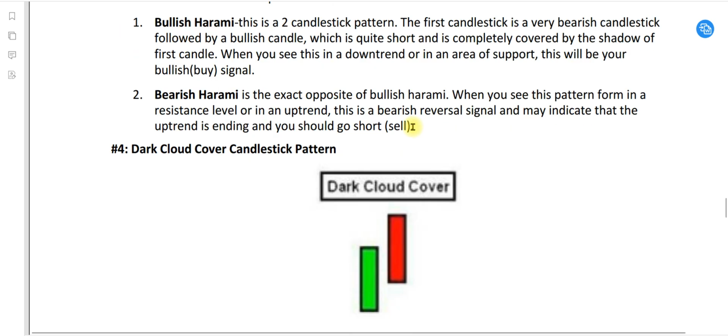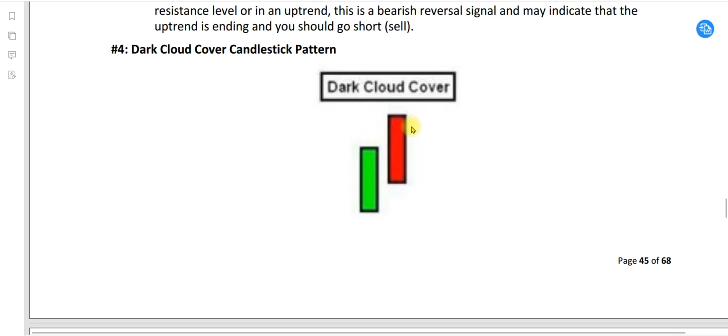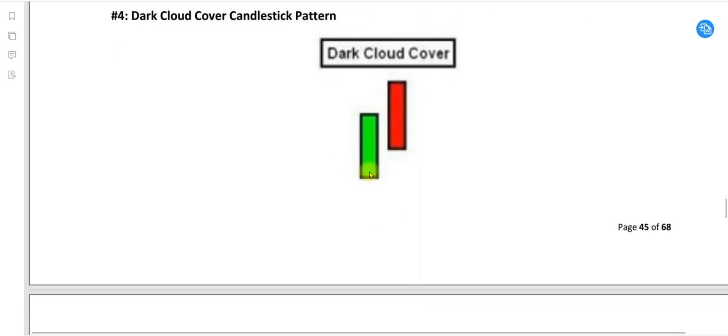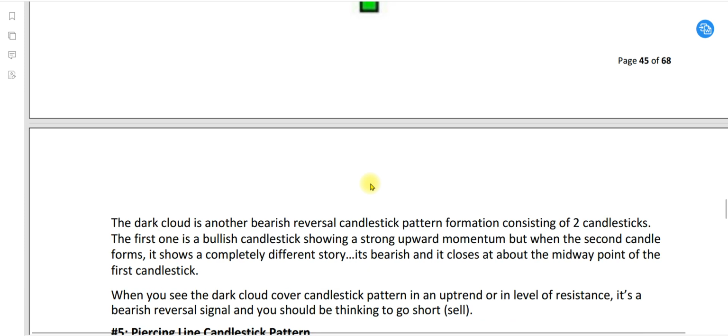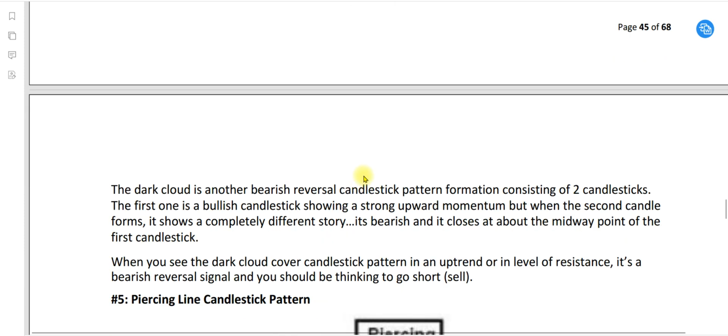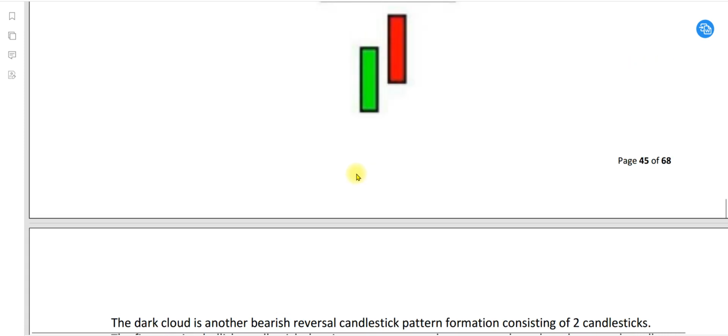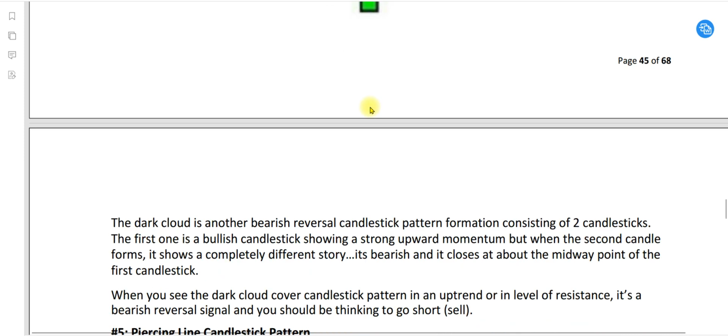Moving on to the next one, which is the dark cloud. Just like the name implies, forming a cloud over the order. We have the dark cloud cover. It is a bearish reversal candlestick pattern. It consists of two candlesticks. The first one is a bullish candle showing very strong upward momentum. You can see that this candle is very big. It means there are a lot of buyers present in the market. But then it is going to be followed by a second candle, which is telling a new story that is different from what that bullish candle is telling us.